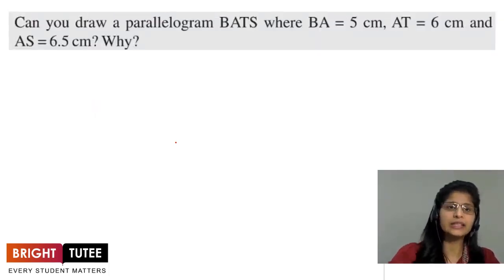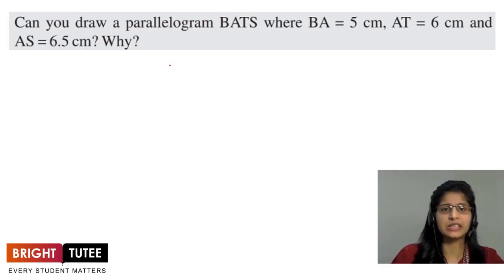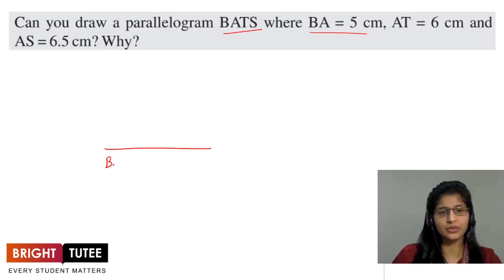So here they are saying, can you draw a parallelogram with the name BATS where BA is 5 centimeter, AT is 6 centimeter, and AS is 6.5 centimeter. And why? So just see, BATS is a parallelogram. In a parallelogram, opposite sides are parallel and equal. So let us draw BA. Just drawing out a rough figure for you. So BA is 5 centimeter.